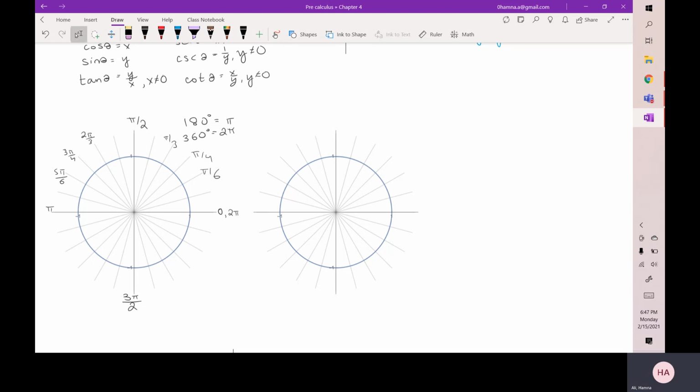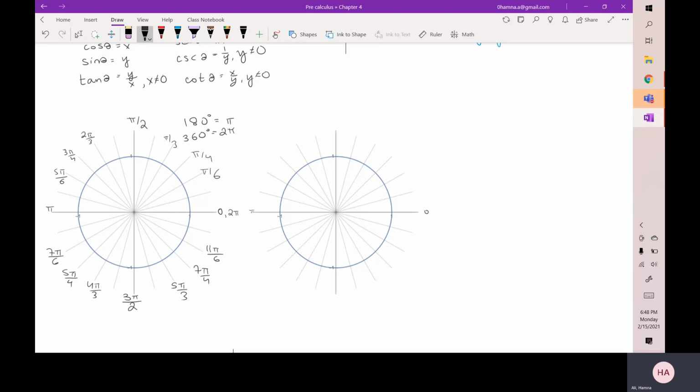For the third quadrant, I'll have 7 pi over 6, 5 pi over 4, and 4 pi over 3. And then in the fourth quadrant, we'll have 5 pi over 3, 7 pi over 4, and 11 pi over 6. And the way we can get all these numbers simplified is if I start at 0 and go to pi. If I take this whole top half and divide it by 12, I start with pi over 12, 2 pi over 12, 3 pi over 12, and so on. We can simplify it out to these angles.